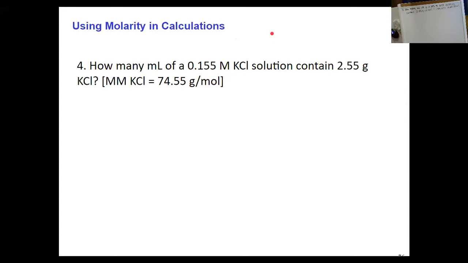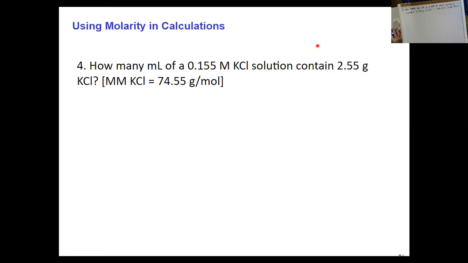Okay, so here is our last question. How many milliliters of the 0.155 molar potassium chloride solution contain 2.55 grams of potassium chloride? So in this case, we're given a molarity and we're given a mass, okay? So hopefully at this point, whenever you see a mass value, you automatically are thinking to yourself, how can I turn that gram value into a mole value? Once you have a mole value and a molarity, then you'll be able to figure out the volume of solution that you'll need for this particular mixture.